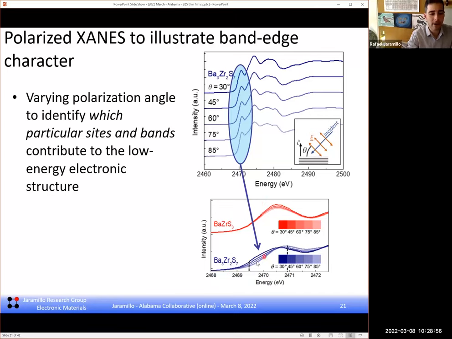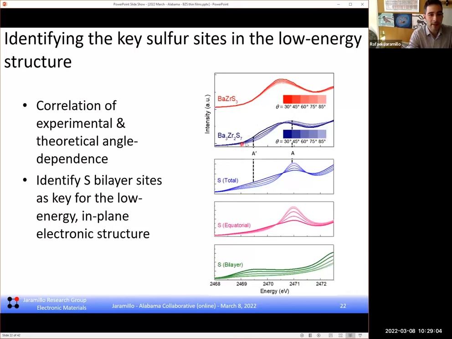However, when you have the layered structure, you have a big dependence on the angle, which is, again, a layered crystal. That's what you would expect. And so we can query that. And so this is what we do. We look at that varying low angle shoulder of the spectrum. And then we go to theory and we do basically correlation. And we look to see what does theory do that looks like this. And we can identify which particular sulfur sites are responsible for which particular features in the spectrum through that angular dependence. So that's kind of new.